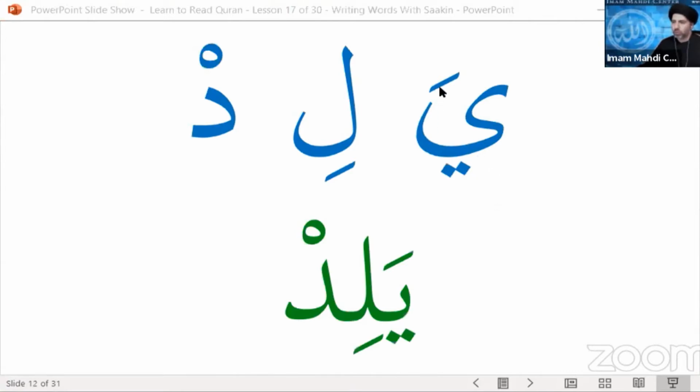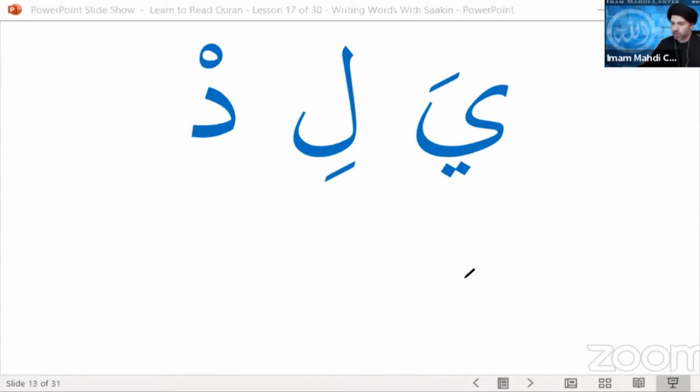This is ya with fatha, which is pronounced ya. Then there's lam with kasra, which is pronounced le, but the lam is followed by a dal with sakin, so we have to join those two. The lam and dal should be joined as one syllable, and you stop on the sound of the dal, so we pronounce these as lid. So we rewrite this as you see below here, lowercase ya, lowercase lam, and then dal. This is pronounced yalid.